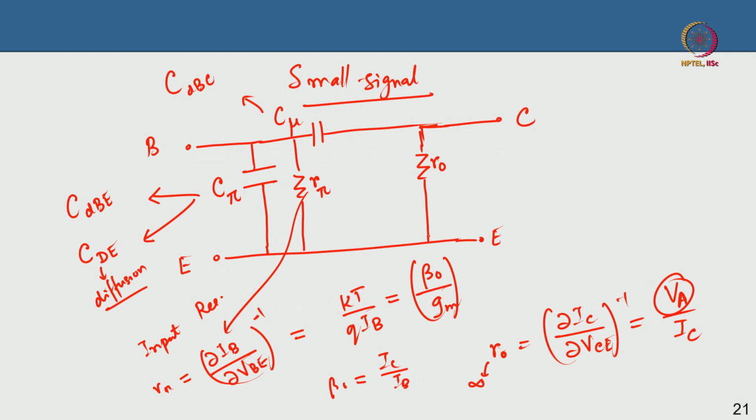So you want that kind of R naught, very high R naught, and of course between the collector and the emitter you have this current that flows, and that current is basically your Gm times the input voltage, much like the FET, where we call it Gm VGS, here we call it Gm VBE. So that is basically the output current that is flowing here.